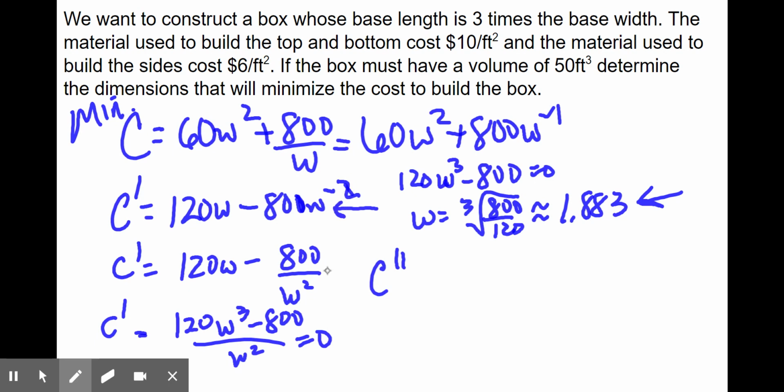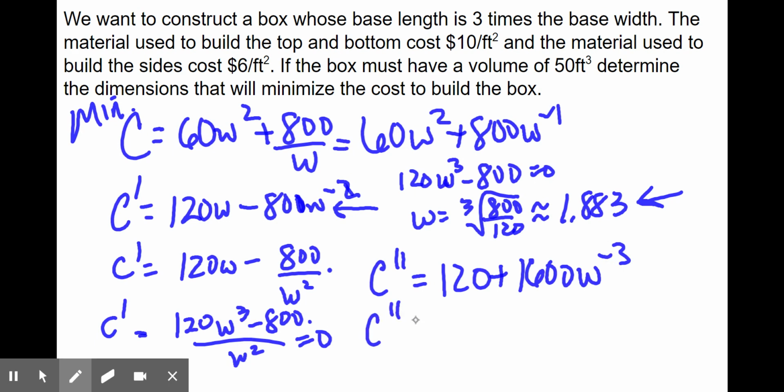I'm not going to derive any of these. They have common denominators. Forget it. They're a pain. Just go back to the easier one. So you're going to get 120 plus 1600 w to the negative 3.